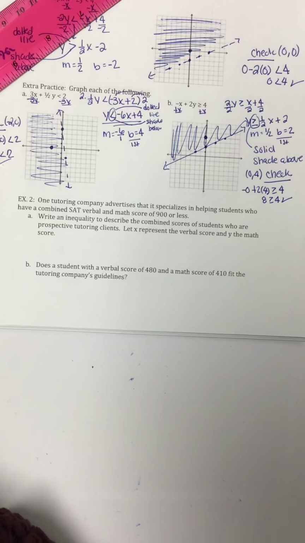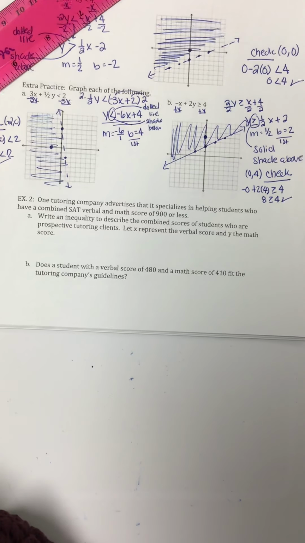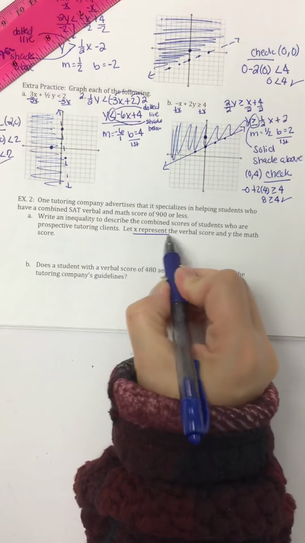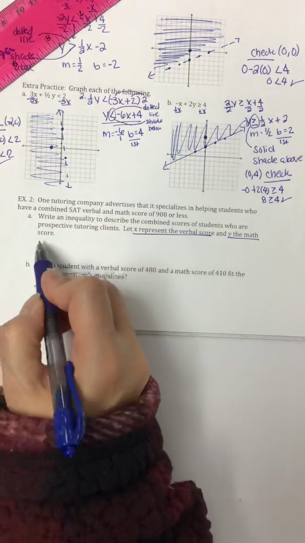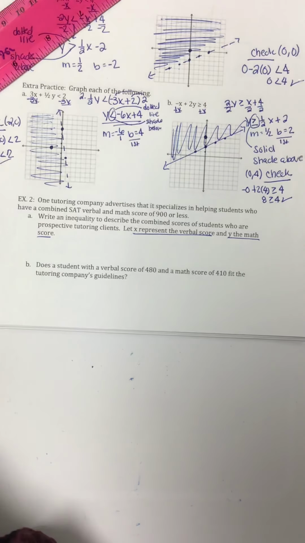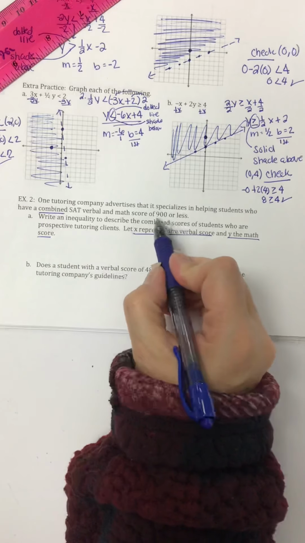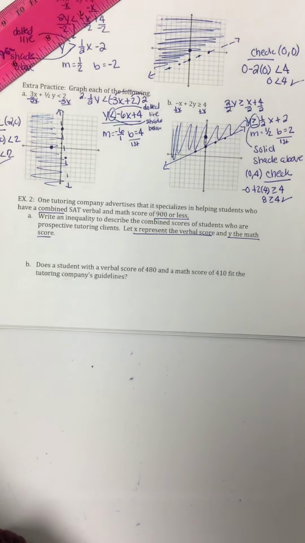One tutoring company advertises that it specializes in helping students who have a combined SAT verbal and math score of 900 or less. Write an inequality to describe the combined scores of students who are prospective tutoring clients. Let X represent the verbal score, and let Y represent the math score. Well, what does it tell us about those? It's combined to be 900 or less, correct? So what would we do here?